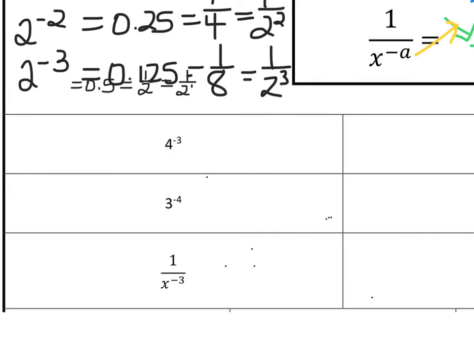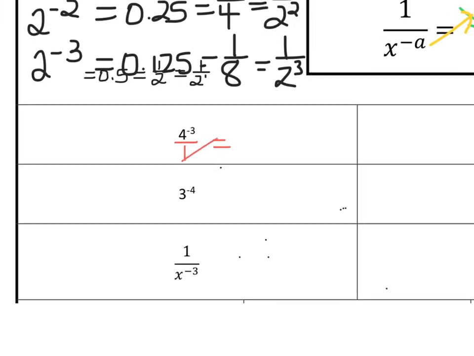So we are going to write 4 to the negative 3 as a fraction. We're going to flip it. The 1 will go on top, the base of 4 will go on the bottom, and the exponent becomes positive.